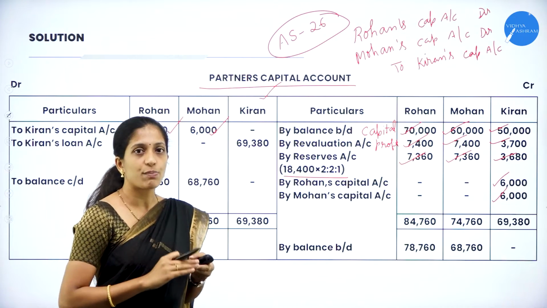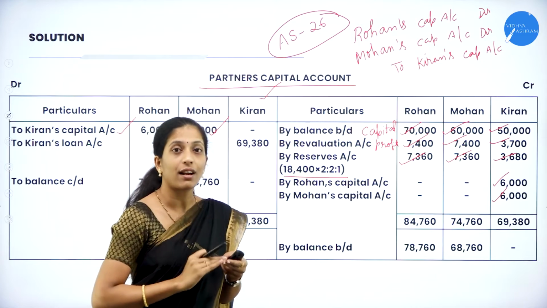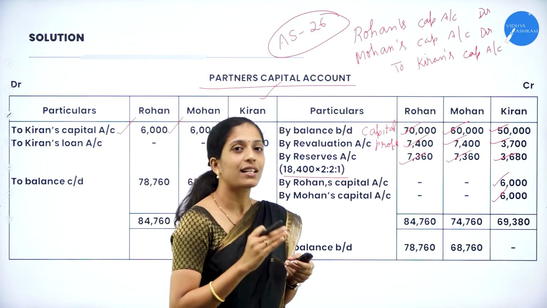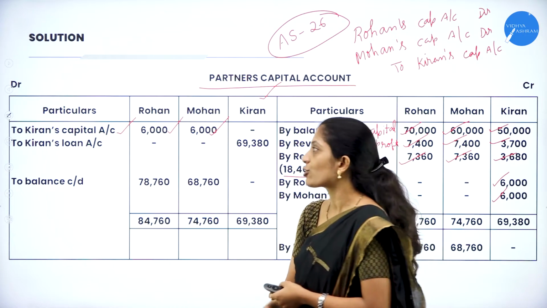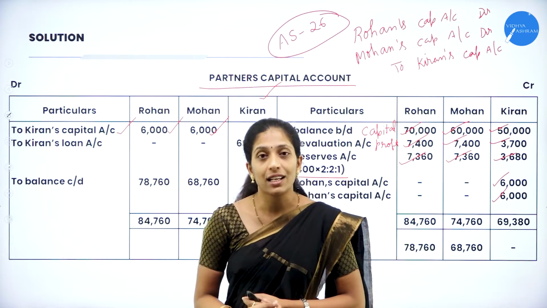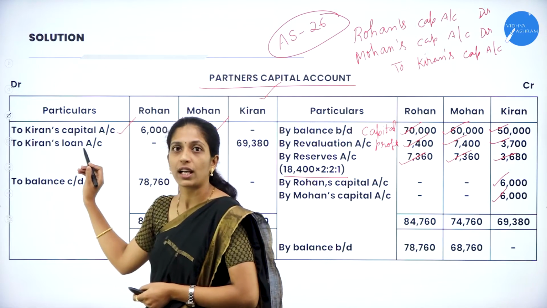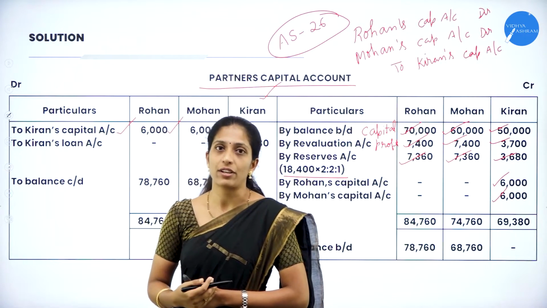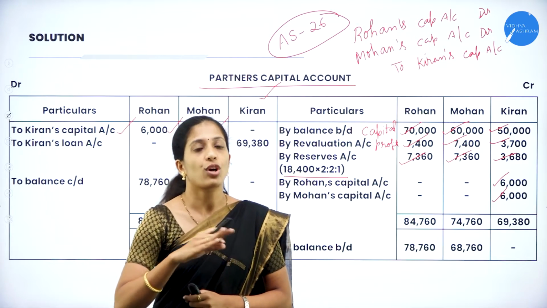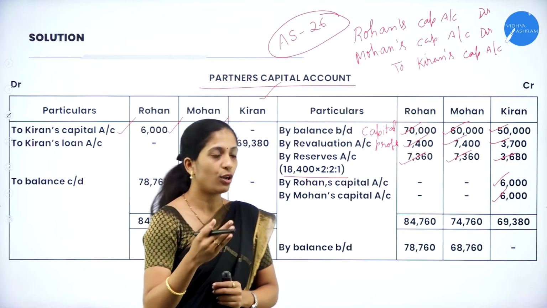Now you will balance both the sides, and the balancing figure will be carried down only for the remaining partners, whereas the retiring partner's balancing figure has to be transferred to his loan account. Suppose it is paid in cash, then you will record it as to cash account, instead of loan account. But in the question, they have not given any information, so it is directly transferred to his loan account.